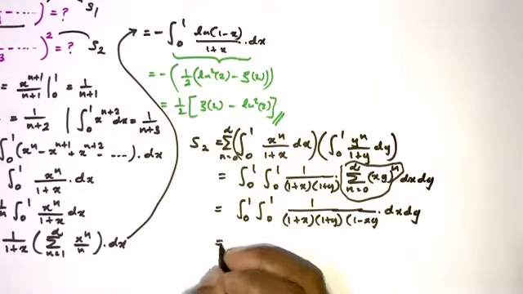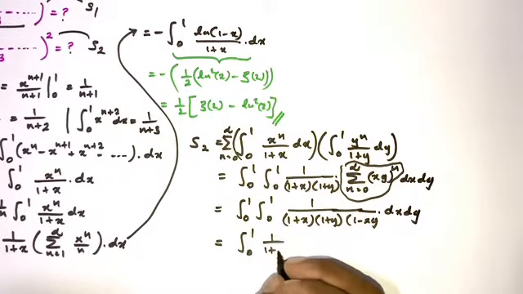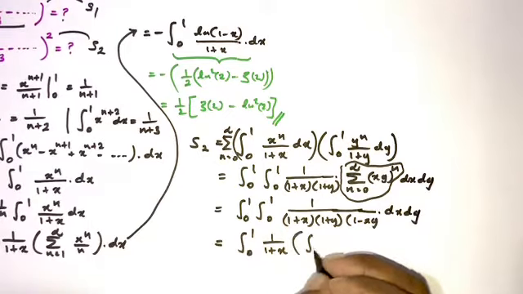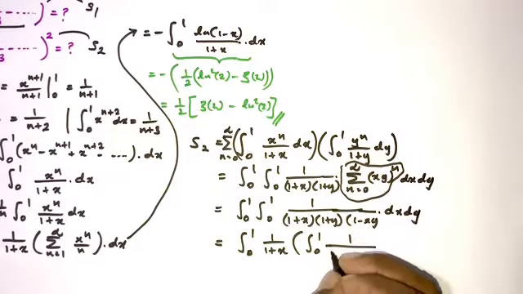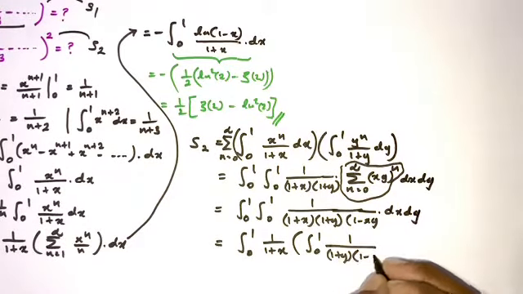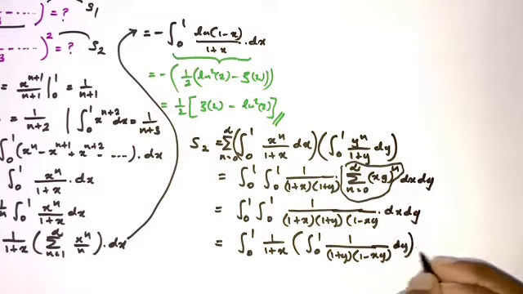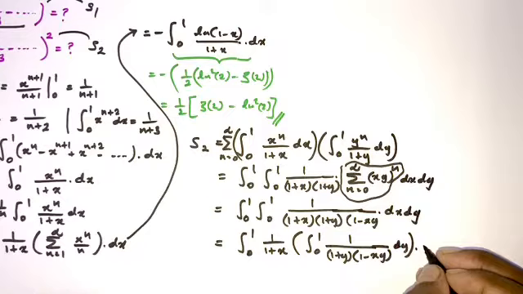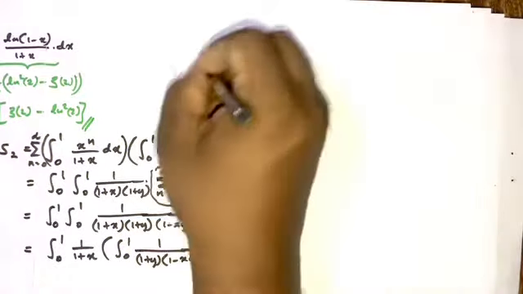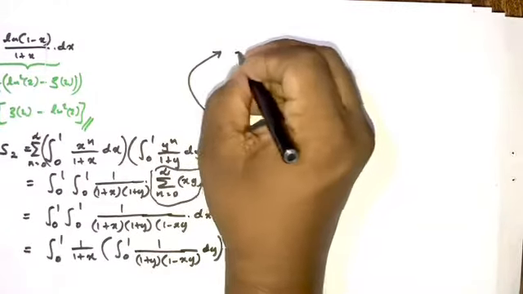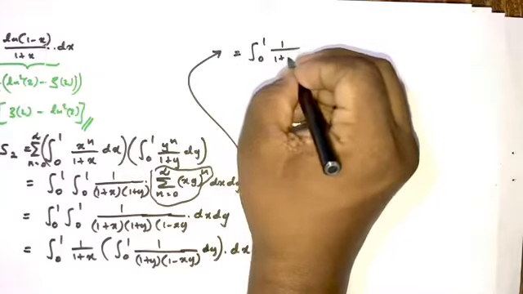Okay, then I'm going to write now the integral from 0 to 1 of 1 over 1 plus x, then the integral from 0 to 1 of 1 over (1 plus y) times (1 minus xy) dy, outside of the parentheses dx.